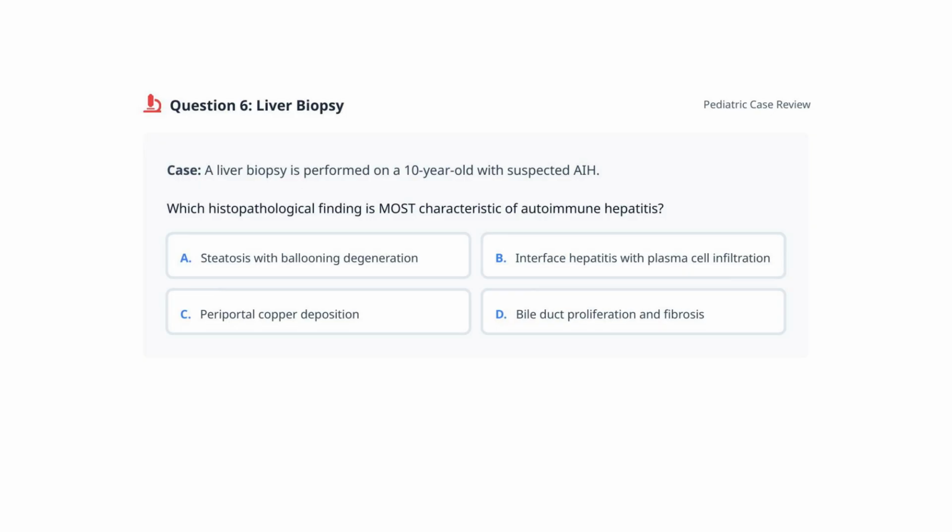Let's discuss histopathology. A liver biopsy is performed on a 10-year-old with suspected AIH. Which histopathological finding is most characteristic of autoimmune hepatitis? A. Steatosis with ballooning degeneration. B. Interface hepatitis with plasma cell infiltration. C. Periportal copper deposition. D. Bile duct proliferation and fibrosis.